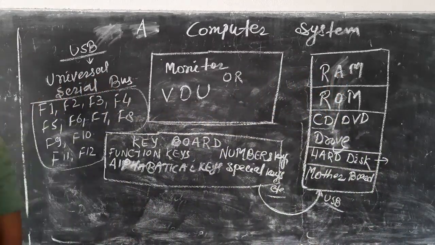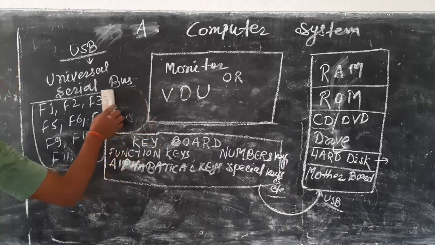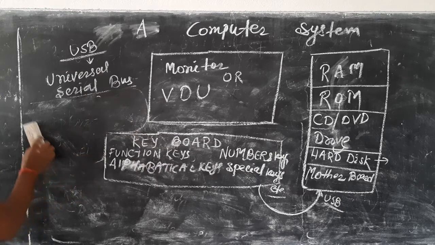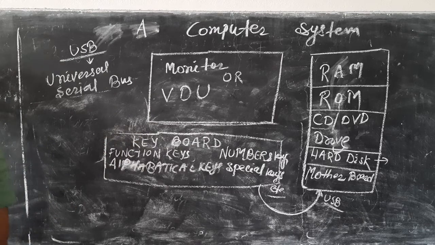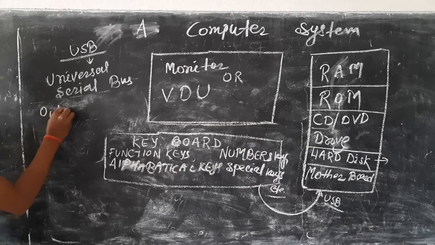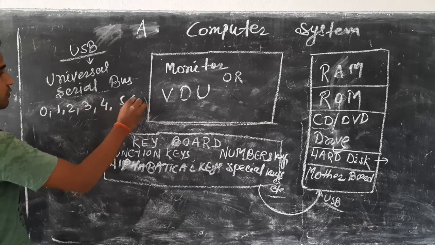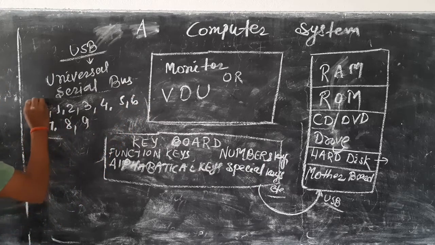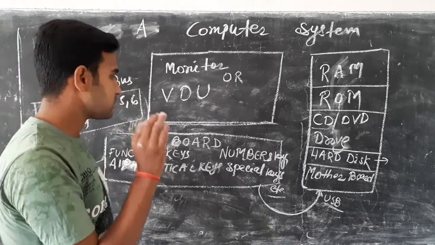So our next keys are number keys. Number keys mean 0, 1, 2, 3, 4, 5, 6, 7, 8, 9. These are all the number keys.